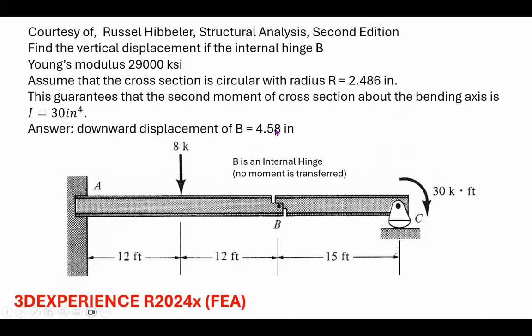Now, the problem is out of Hibbeler's structural analysis textbook, and if I assume that the cross-sectional radius is 2.486 inches, it'll give you an I of 30 inch to the 4, which is used in the last three slides, and that is the analytical solution at the point B. The way we assess whether we are doing this right or not is we look at the deflection at the point B based on the analytical solution. It should be around 4.58 inches downward.